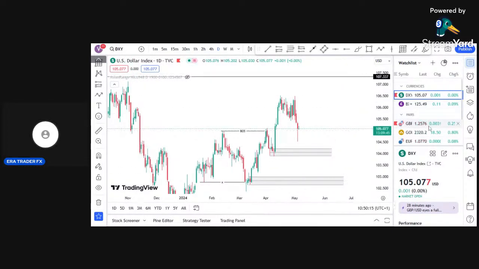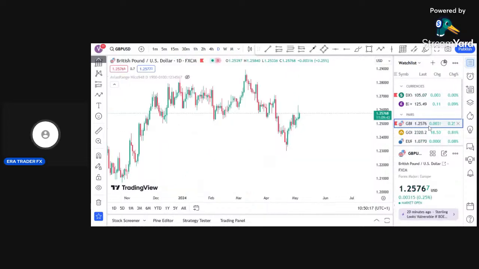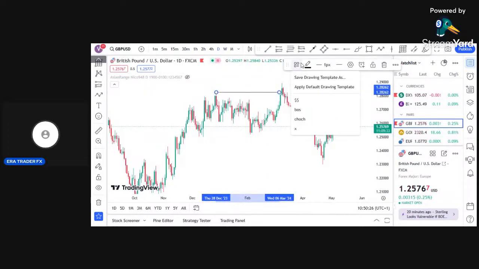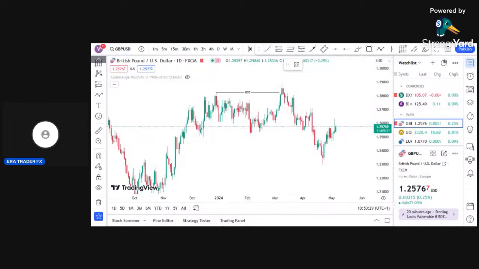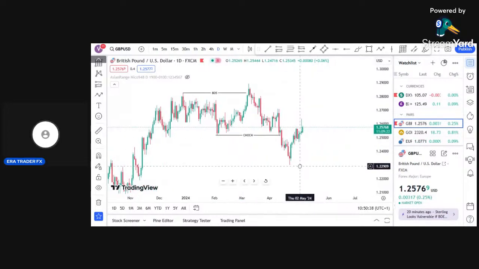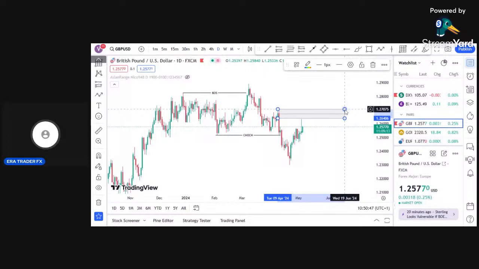So we want to check GBPUSD. GBPUSD has been on a downtrend for some time now. We saw that break of structure above, and we saw this break of structure below, giving us a clear change of character to the downside. Now we have a zone here, another block resting above there.